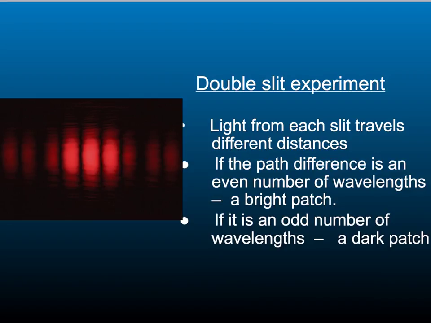The interference pattern you see with light comes about through the double slit experiment. Light from each slit travels different distances. If the path difference is an even number of wavelengths, it gives a bright patch. If it's an odd number of wavelengths, it gives us a dark patch.